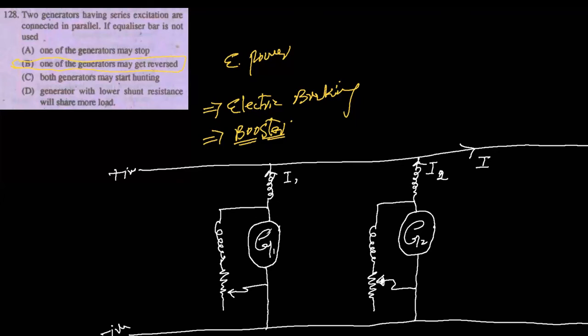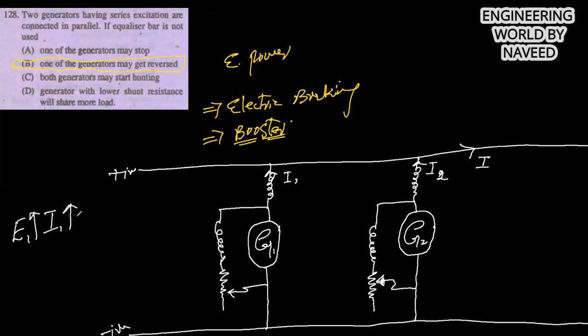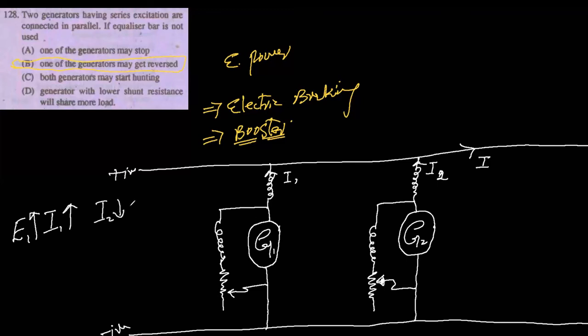Okay, so let's say generator G1 excitation is high. It means that my current I1 is high. So when current I1 is high, I2 will get low, and due to this the excitation of generator 2 will get low. Because as we know, current I is equal to I1 plus I2. So if I1 is high, then I2 will be low. If I2 is high, then I1 will be low.